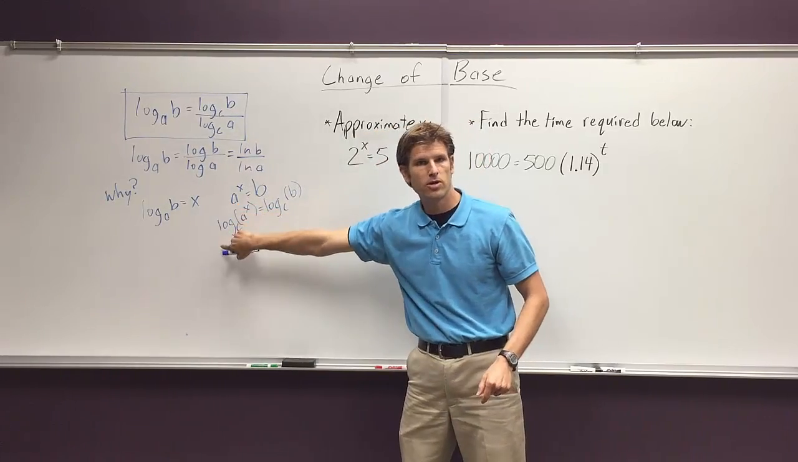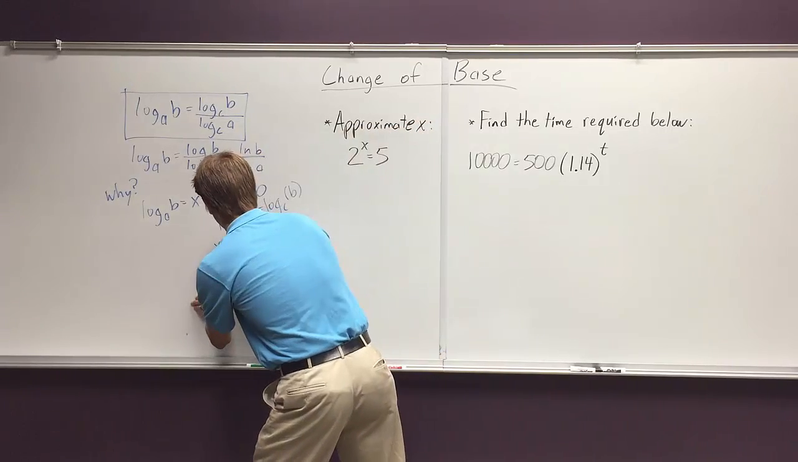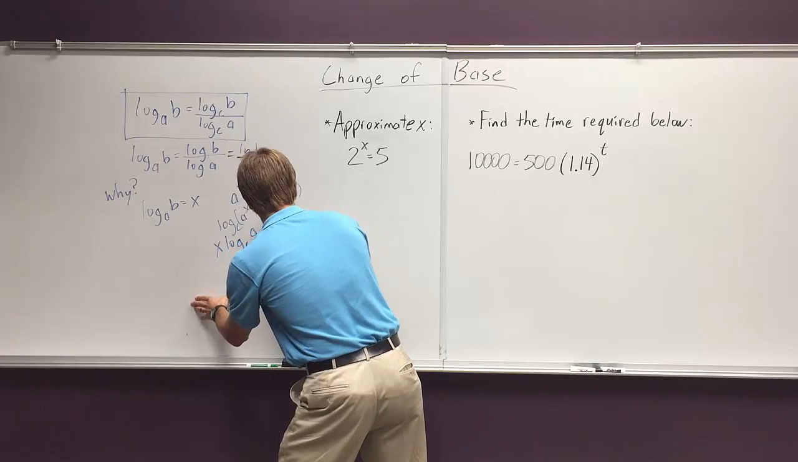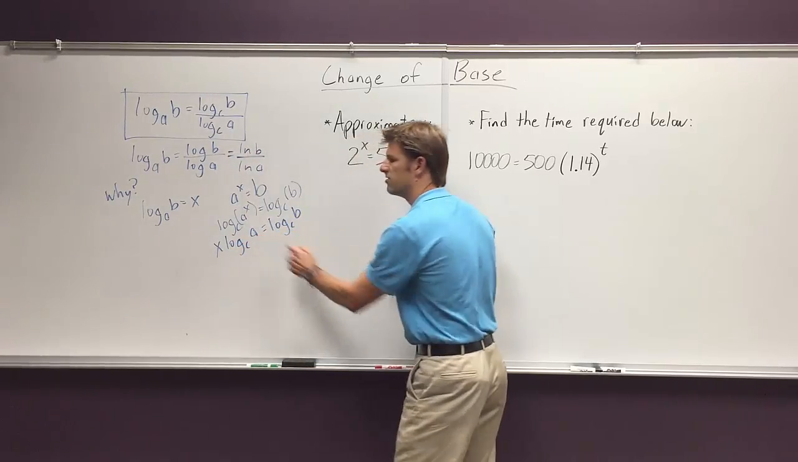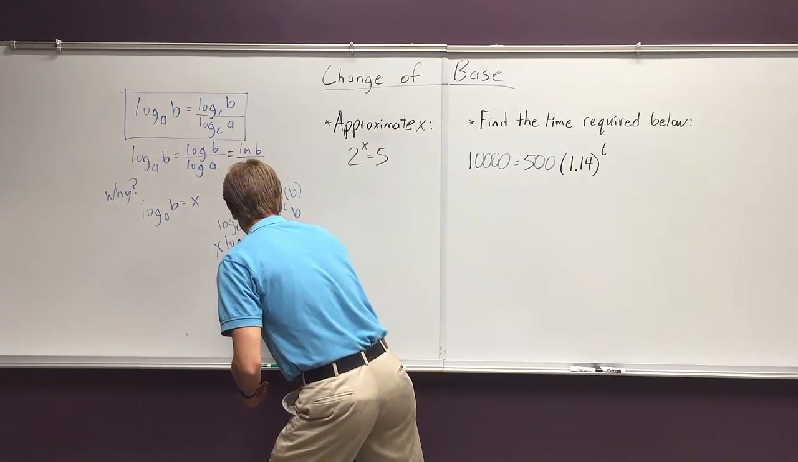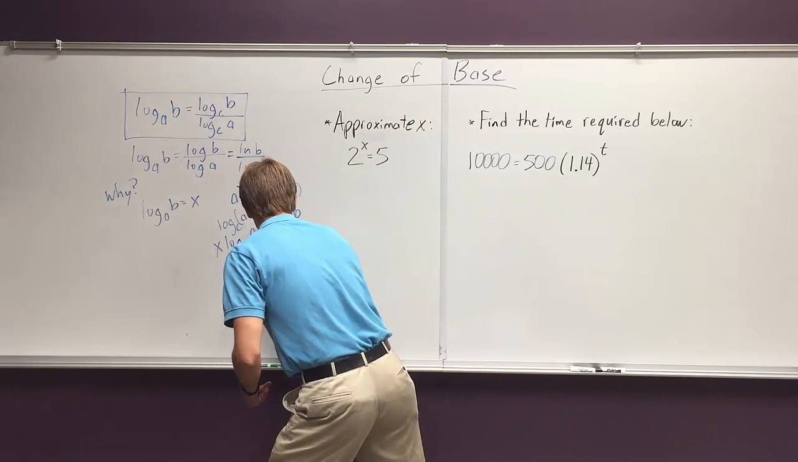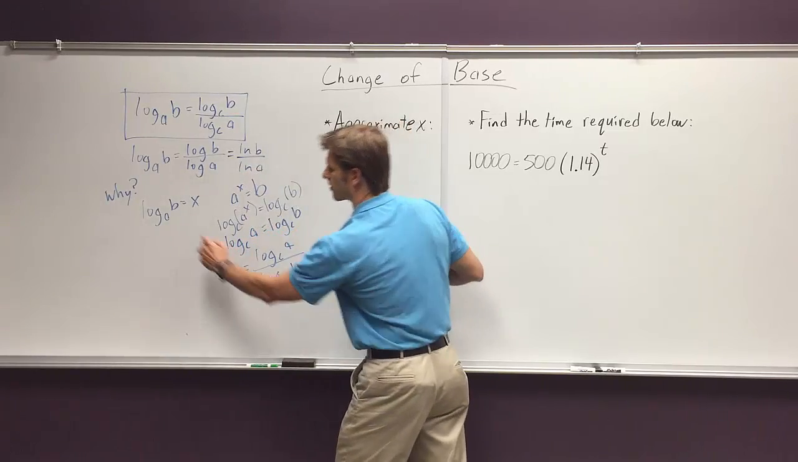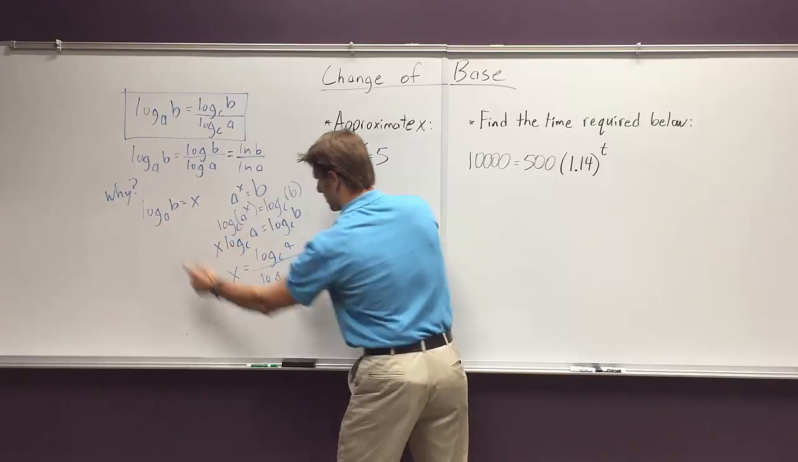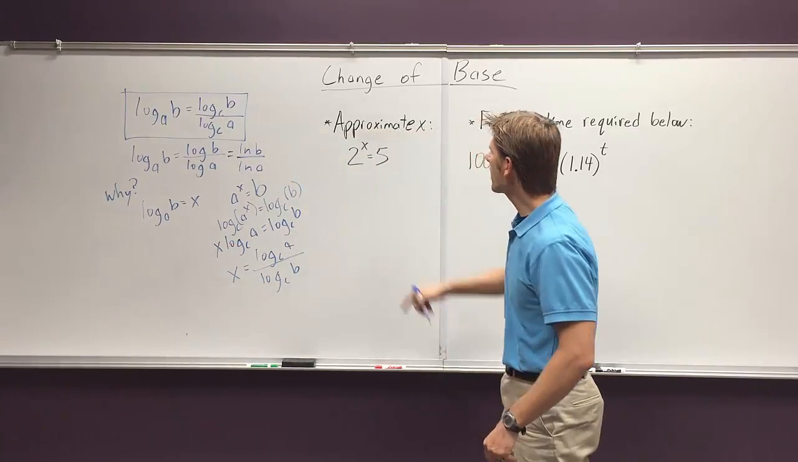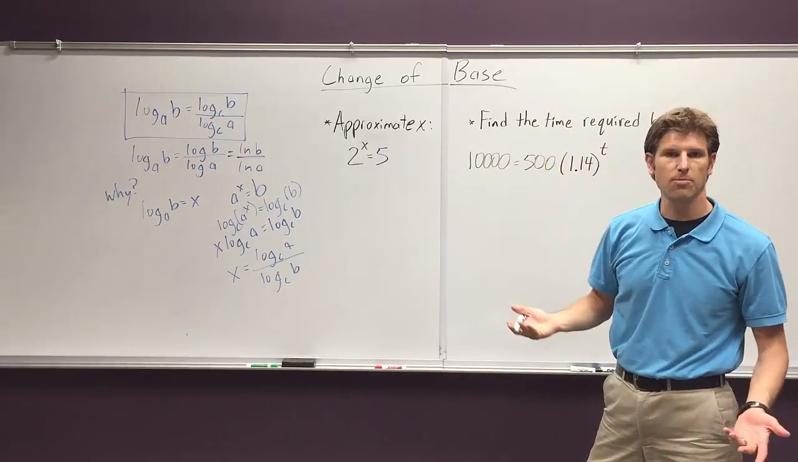Here, you'd have an exponent that would move out in front. So x log base c of a equals log base c of b. Divide by log base c of a, that's just a number. So x equals log base c of b over log base c of a. In other words, this equals that, since they're both x. That's where the equation comes from. Okay, let's actually use that to solve a couple of problems.